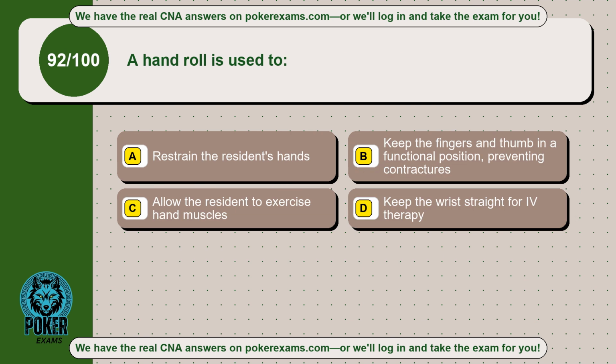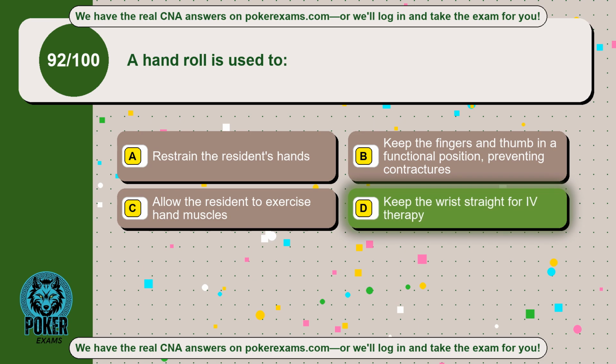Question 92. A hand roll is used to: Option A. Restrain the resident's hands. Option B. Keep the fingers and thumb in a functional position, preventing contractures. Option C. Allow the resident to exercise hand muscles. Option D. Keep the wrist straight for therapy.